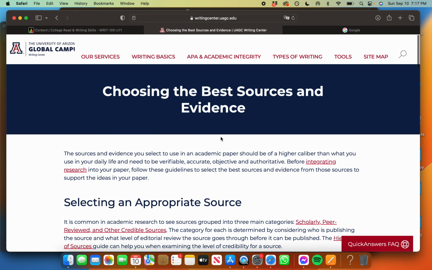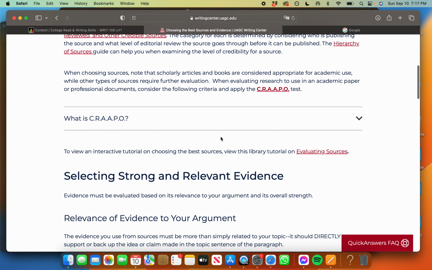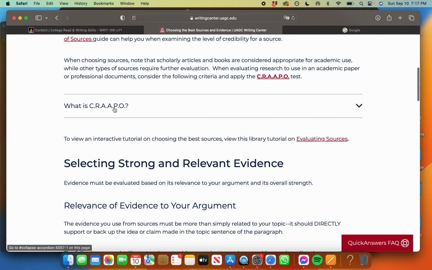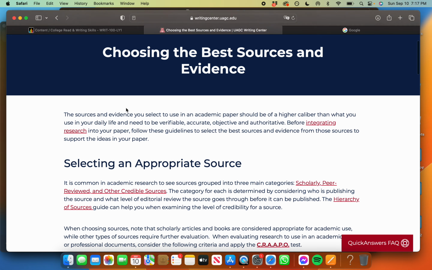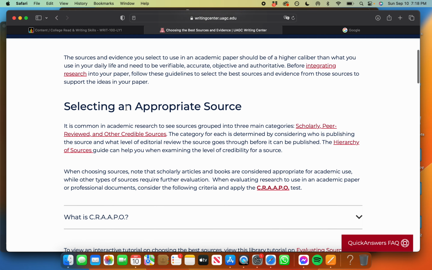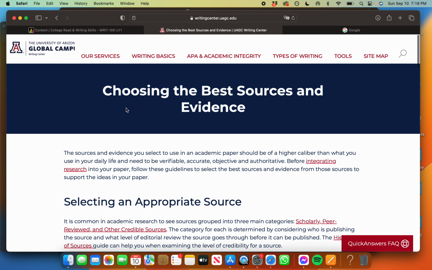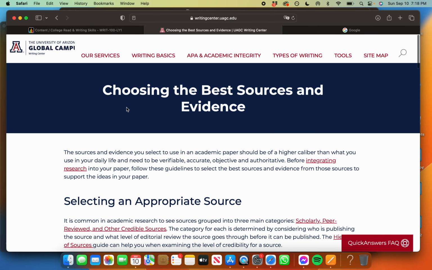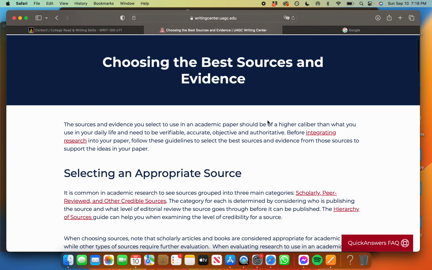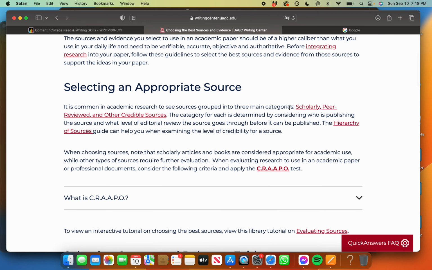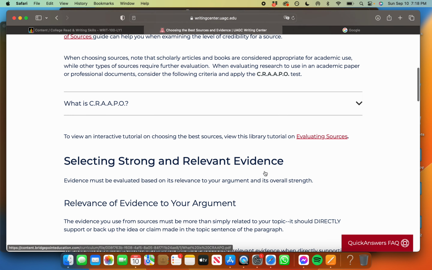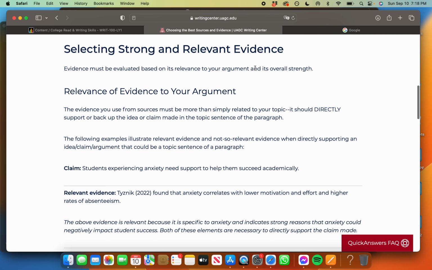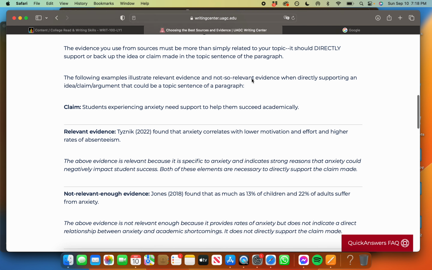So I've included this link, which is basically the CRAAP protocol. Again, here they add purpose and objectivity. So they've made it CRAAPO. Not a big difference. It's the same thing, just a little bit different way of expressing it. But this is an excellent resource from the University of Arizona on choosing the best sources and evidence, selecting an appropriate source. So scholarly, peer-reviewed, hierarchy of sources, the CRAAPO test, selecting strong and relevant evidence. It's all here. It's excellent.